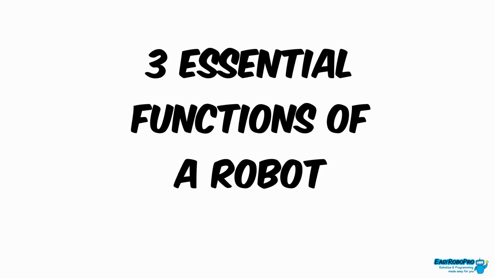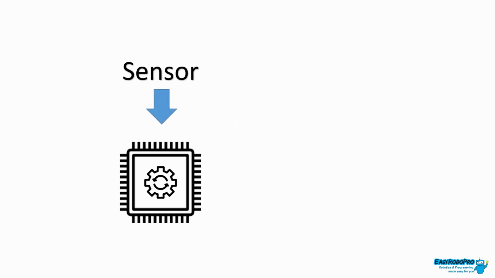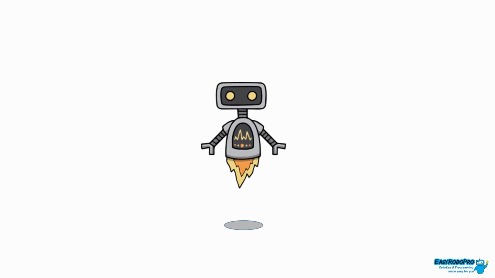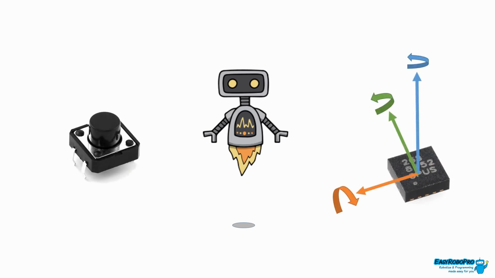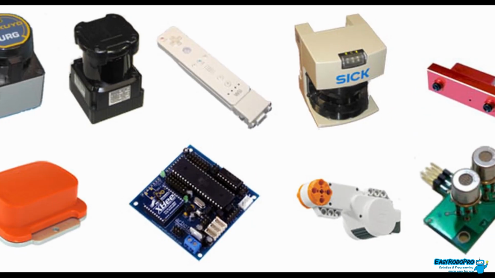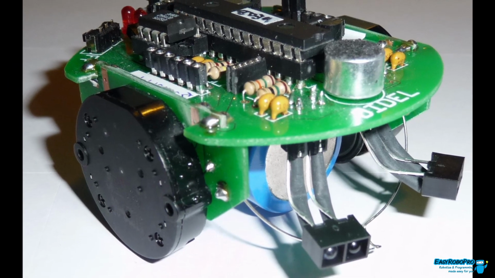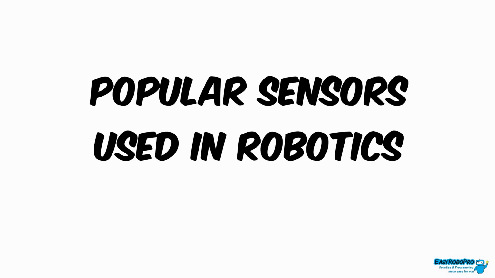A robot essentially has to carry out these three functions: input, processing these inputs, and output. The first part of this process is achieved with the help of sensors. A sensor is any device or component that provides information about the robot's environment. This can be as simple as a push button or as complex as a MEMS accelerometer. The job of the sensor is to detect a change in the environment and convert it into useful information that the processor can use. Now let's take a look at some of the popular sensors that are used in robotics.